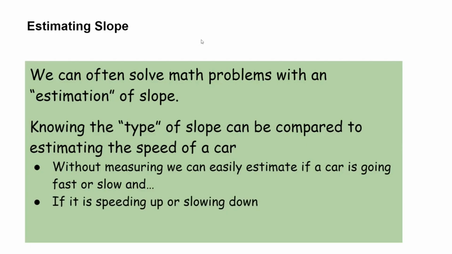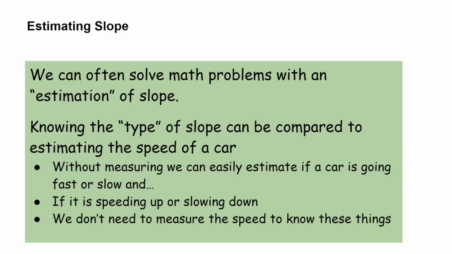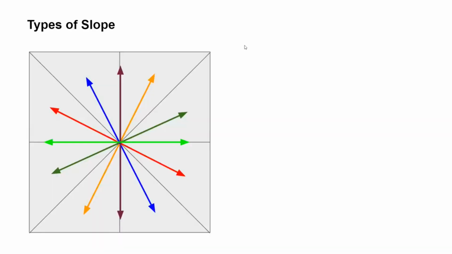It's also pretty easy to detect whether a car is speeding up or slowing down without any measurement devices. We don't need to measure the speed in order to know things. We can use our experience. So this idea of estimating slope is similar. We want to practice recognizing the different types of slope, so we don't need to measure all the time. So let's use this chart to first review some of these categories of slope.